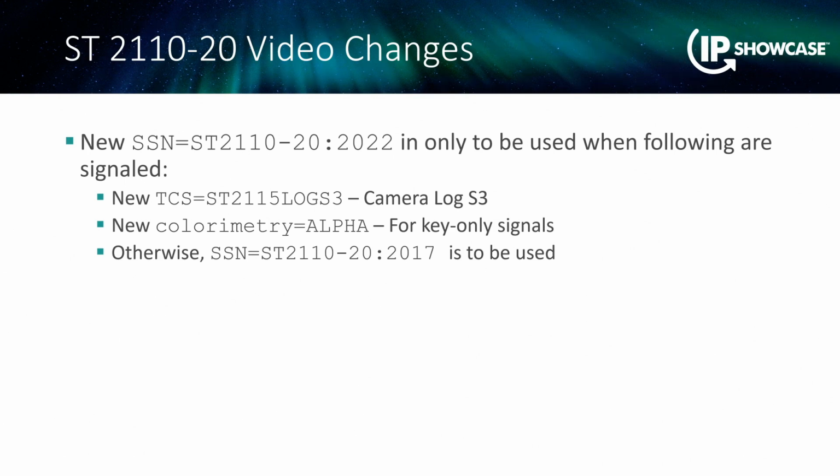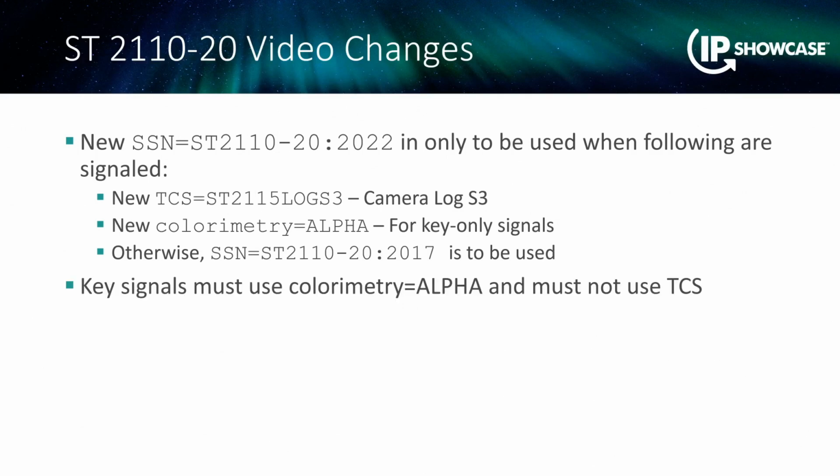So that was also defined in 2110-20, the 2022 version. And otherwise, if you're not using either one of those, you can use the old version of 2110-20, the 2017 version. And the key thing about that alpha, and sorry, that was not a deliberate pun, but anytime you're using a key signal, we clarified that you have to use alpha colorimetry. You can't use a full color colorimetry for a keying type signal.